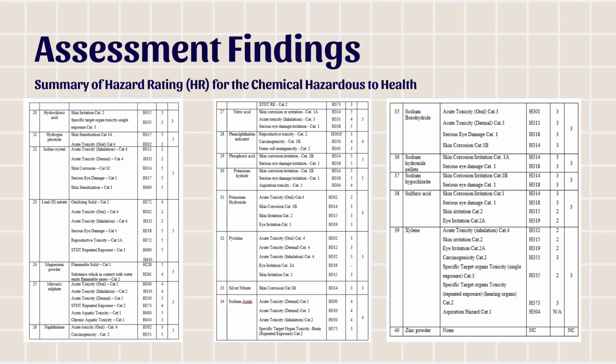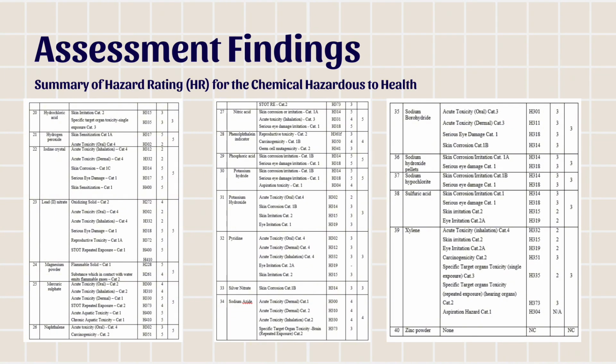The remaining chemicals also showed a wide range of hazard ratings. Several chemicals received the highest hazard rating of 5. This included chemicals such as hydrogen peroxide, iodine crystal, lead nitrate, mercuric sulfate, naphthalene, nitric acid, phosphoric acid, and potassium hydride. These higher ratings were associated with severe effects such as skin corrosion, serious eye damage, carcinogenicity, reproductive toxicity, acute toxicity, and target organ damage.